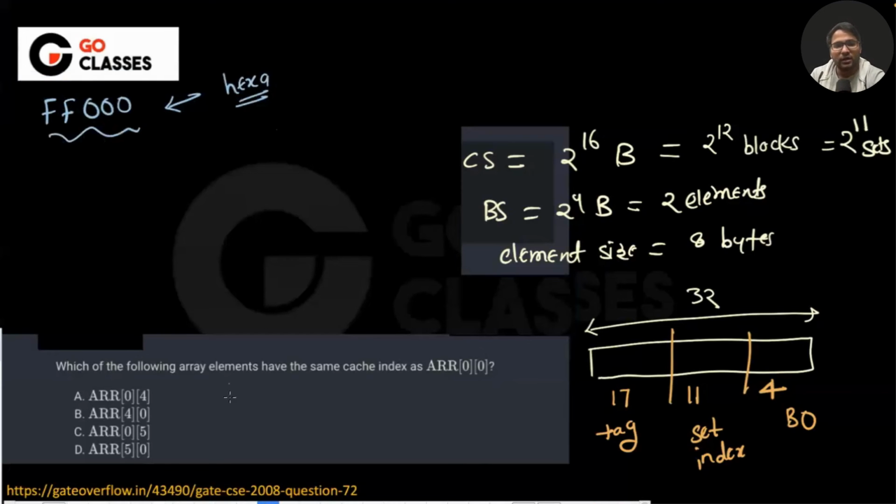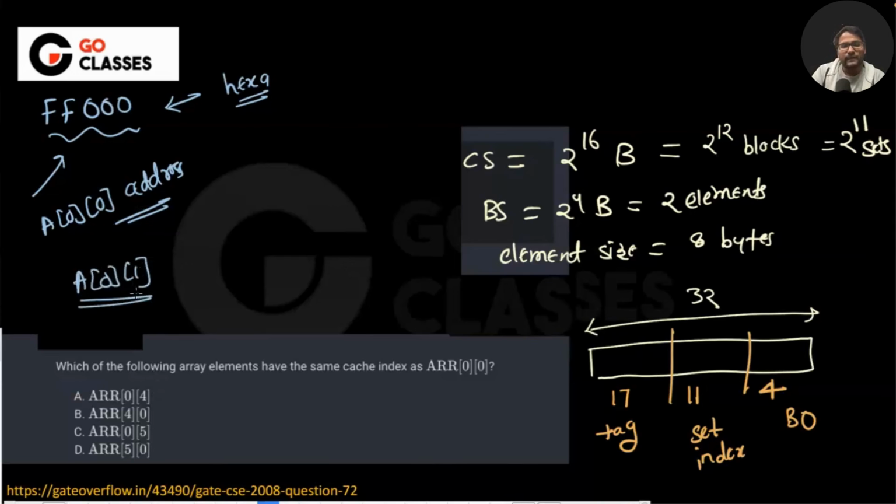Now they are saying: which of the following array elements have the cache index which is the same as A00? So this is the address of A00. Now, if you want the same cache index, you need to tell me the address of the element and then check whether it has the same cache index or not. If this is the array index and this is the address, can you tell me the address of A01? Then you need to add one element. One element size is 8 bytes, so you need to add 2 power 3 here. So plus 2 power 3 is the next address.